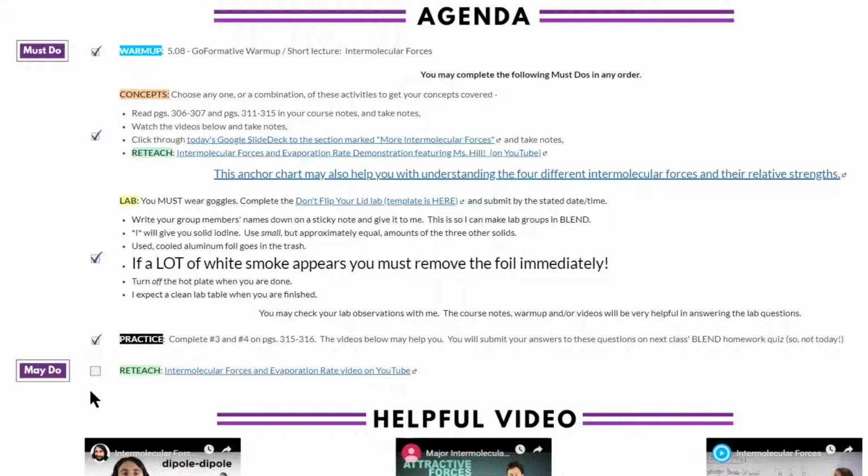So that's how I tend to approach playlists in my classroom as an example of students having choice over how they learn, and I hope this was helpful.